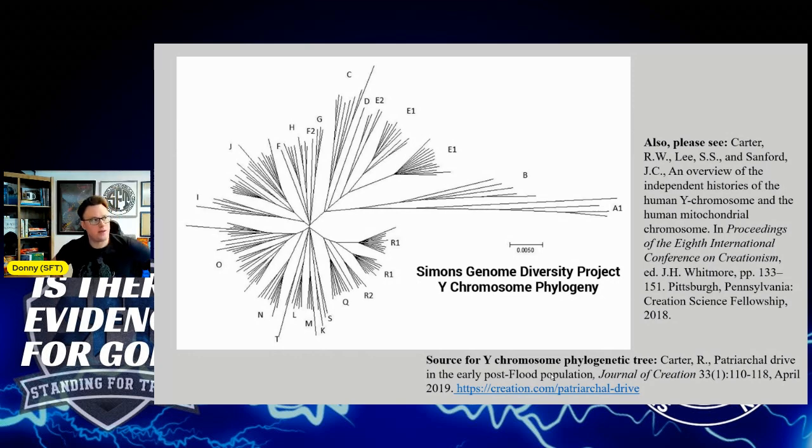After the flood, we have 8 people, 3 reproducing couples, rapid and exponential population growth, but that population grows and remains in the same spot until they spread out. God confuses the languages, and then people spread out worldwide, and that's where we can get into allele frequencies.